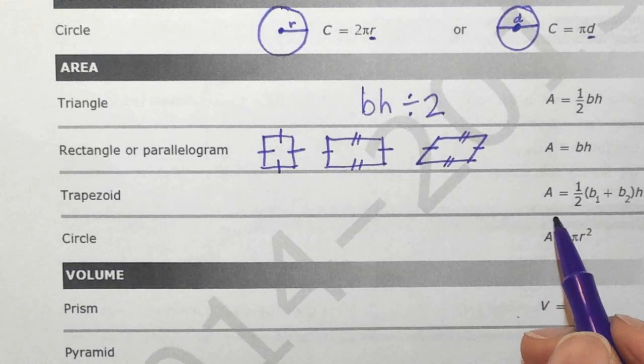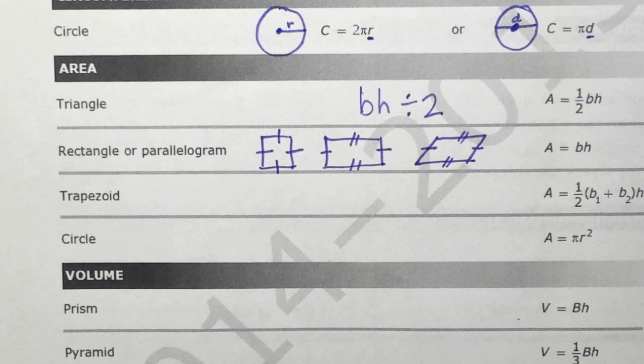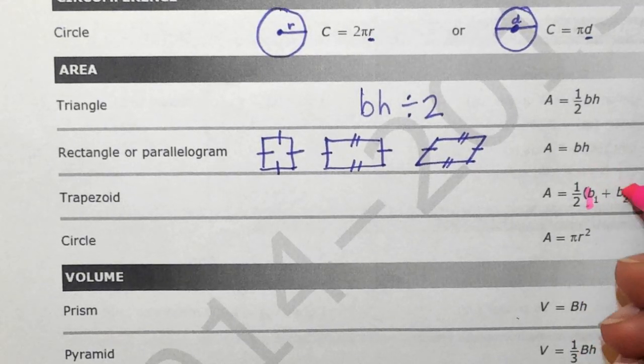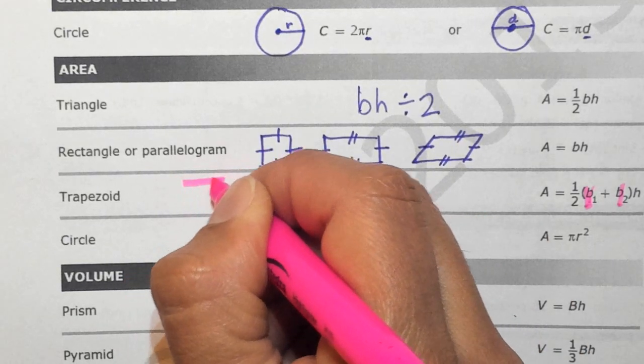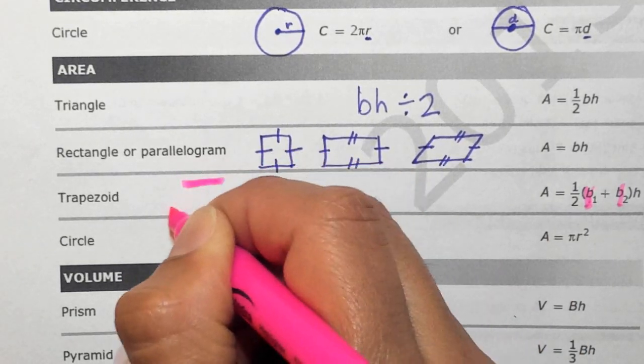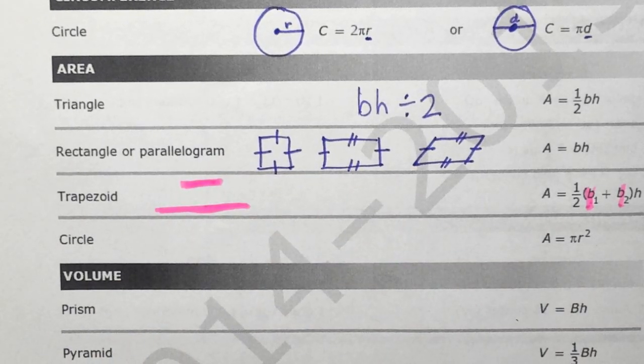Let's look at trapezoids. Trapezoids have two bases, base 1 and base 2. Okay, so the one that you're used to seeing has a short base at the top and a longer base, and then the other two sides connect.